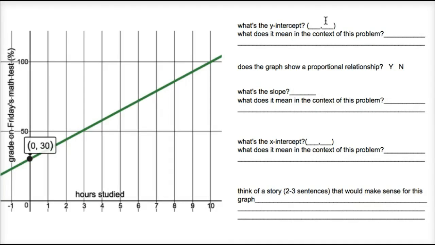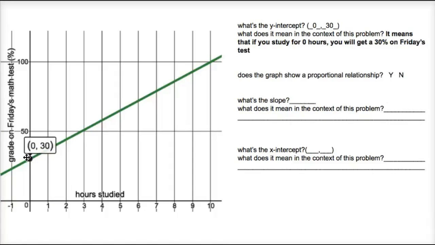We're talking about our grade on Friday's math test. The y-intercept is right here. It is (0, 30). What does it mean in the context of this problem? It means that if you study for 0 hours, you'll get a 30% on the test. So 0 hours studied, 30% on the test, since this is in percents.